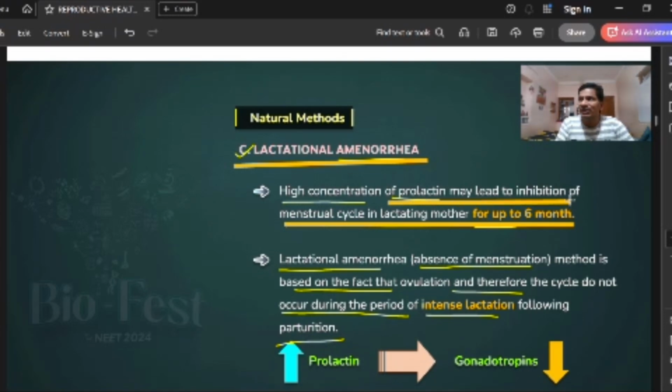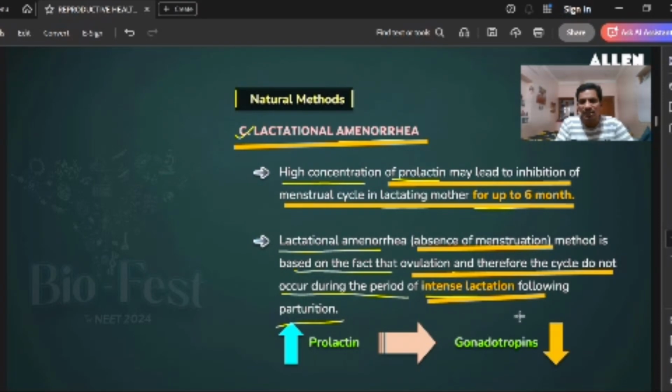And moreover, lactational amenorrhea means absence of menstruation. This method is based on the fact that ovulation is suppressed, and it is useful during intense lactation following parturition. Prolactin is high here, and gonadotropins are suppressed, which suppresses ovulation. That's why there is no menstruation, right?